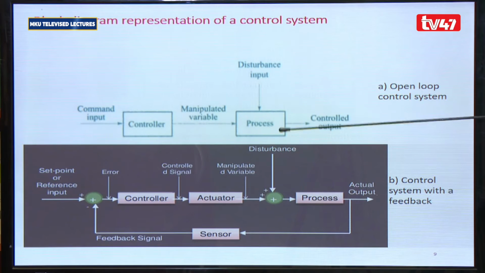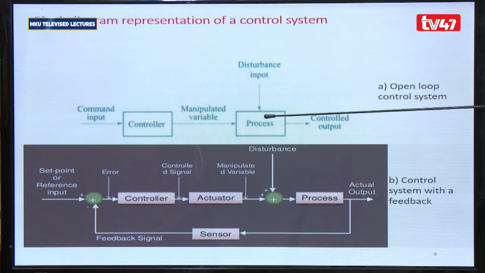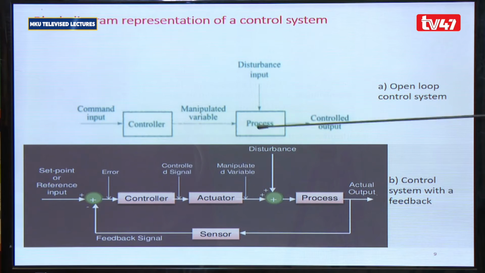Then we have our process. So the disturbance can come and interfere with our process. And we have our controlled output.